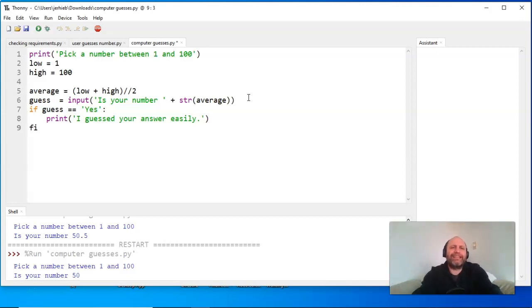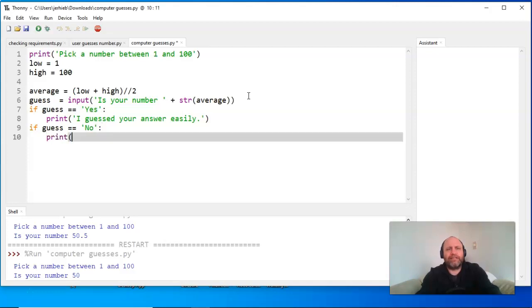However, if that guess equals no, that is when things get interesting. Print. Now we'll just print something like we want them to tell us was my guess too high or too low? And now I made a mistake. I said print. We don't want to print that. We want to ask them that.